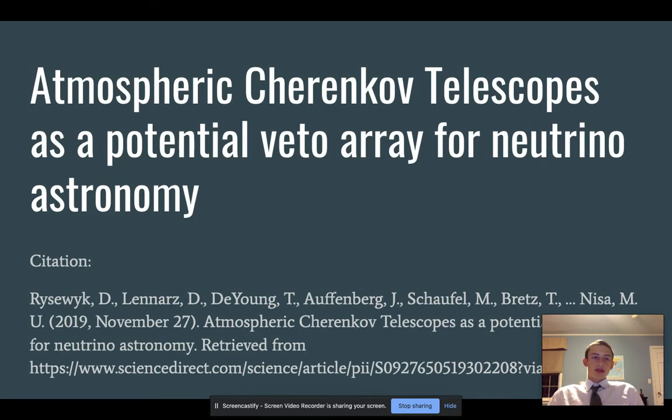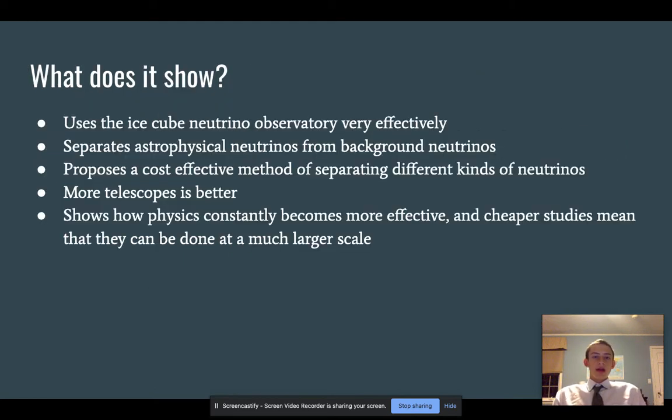And the last article is atmospheric Cherenkov telescopes as a potential veto array for neutrino astronomy. It uses the IceCube Neutrino Observatory very effectively. That's not an actual ice cube, it's just the name of an observatory. And it separates astrophysical neutrinos from background neutrinos. So it's not just the neutrinos around us, it's the ones coming from space.